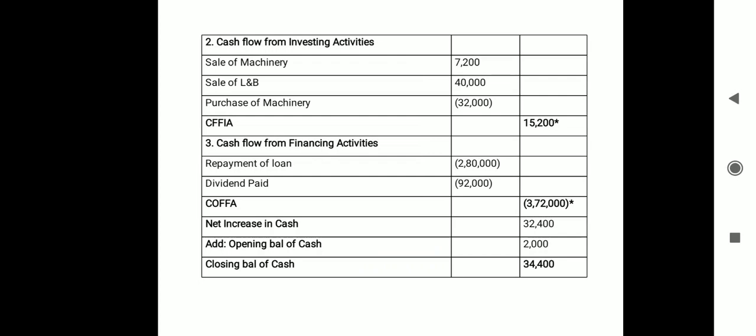So 2,80,000 plus 92,000, we get a total of 3,72,000. So it is not a cash flow, it is a cash outflow. We have not got any inflow of cash from financing activities; only an outflow of cash has taken place. So it will be your cash outflow from financing activities, that is 3,72,000.